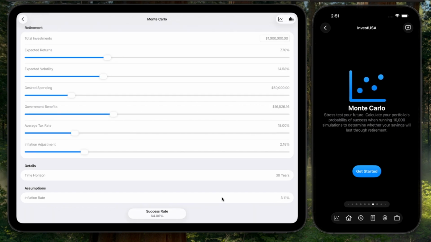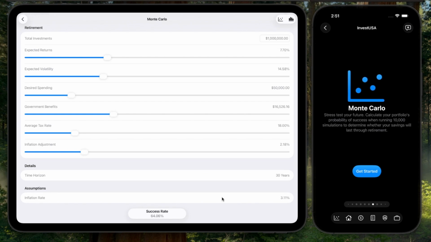The time horizon, this is something you can't change. This is something you input in your profile, so there just can't be any monkey business. And there is one thing you can't change, the assumptions. The long-term US inflation rate is 3.11%.